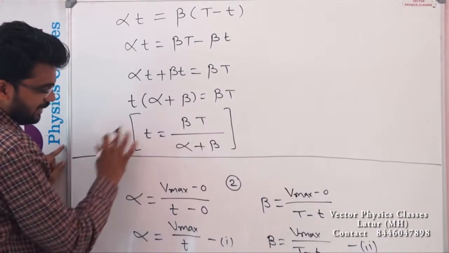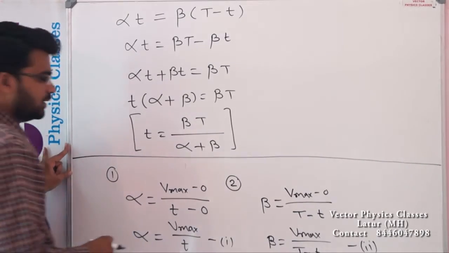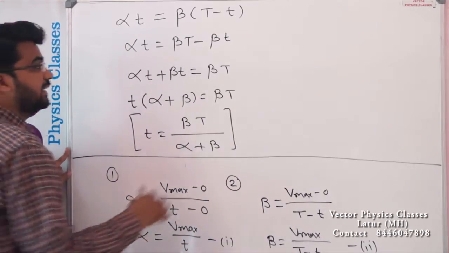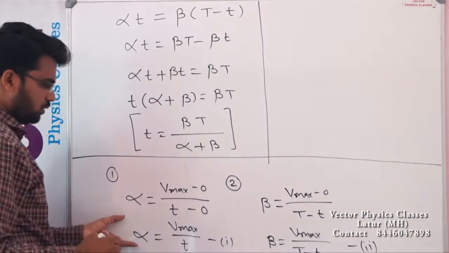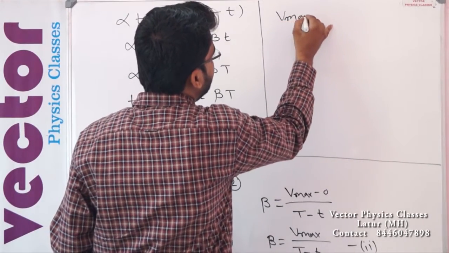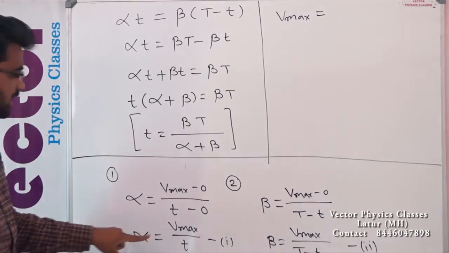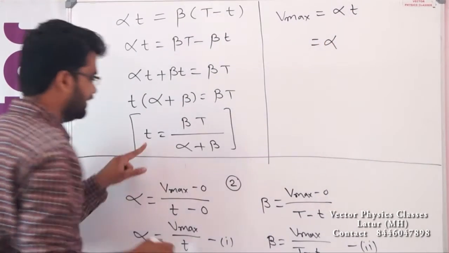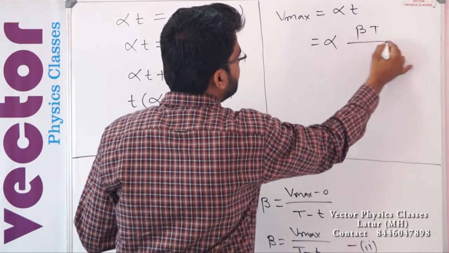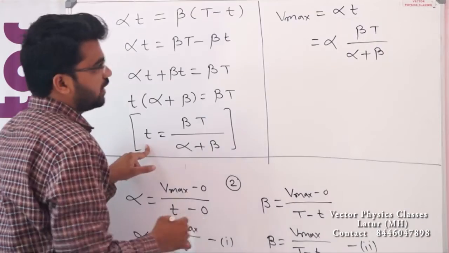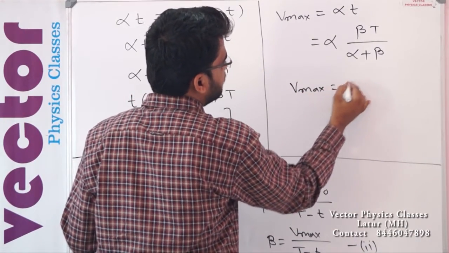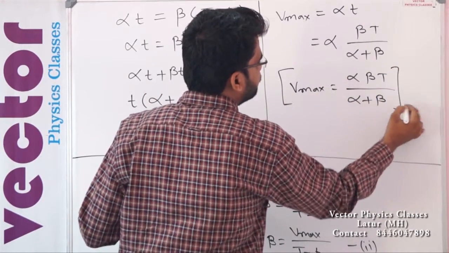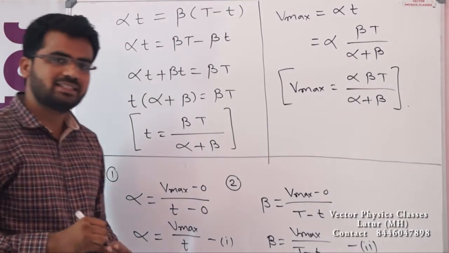Now putting this small t in any of the equations will give Vmax. So putting in the first equation, we will get Vmax is equal to alpha into small t, and small t is beta capital T divided by alpha plus beta, so Vmax is equal to alpha beta capital T divided by alpha plus beta. And this is the expression for maximum velocity, right?